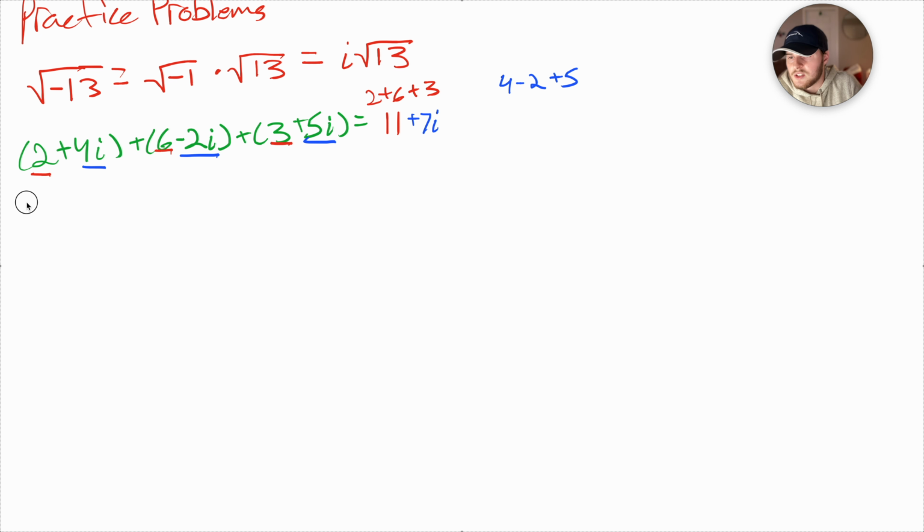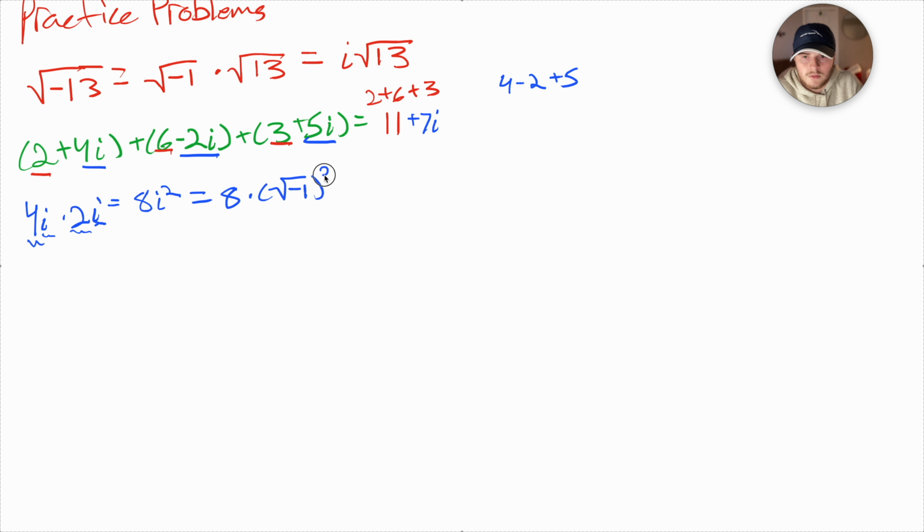Okay. Let's say we got 4i, and we're multiplying that by 2i. Okay, well, let's multiply the real numbers first. So 4 and 2, so that's 8. Then i times i. A variable multiplied by itself is that variable squared. So i squared. And we know this is the same thing as saying 8 times square root of negative 1 squared. And that's the same thing as saying 8 times negative 1, because square root of negative 1 squared, or i squared, is negative 1. So 8 times negative 1 would be negative 8 as our final answer.